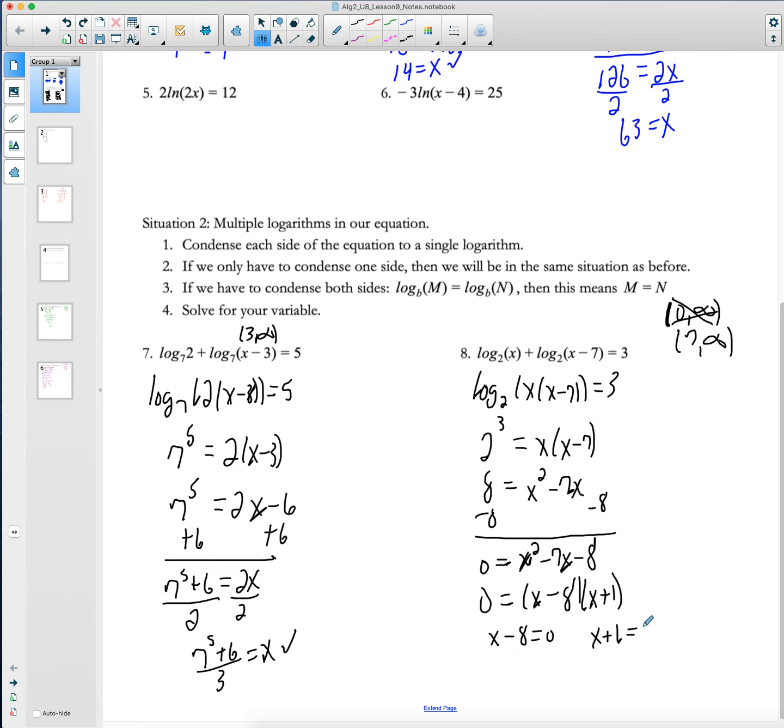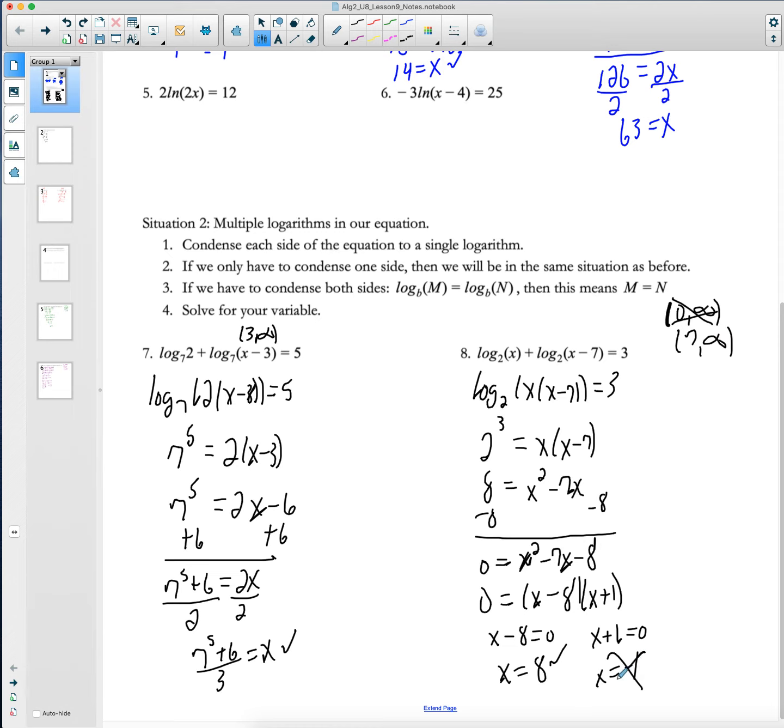So I get two solutions. My first solution would be 8, and my second solution would be negative 1. Now, here's why we had to have that working domain, because now I have to go back and look. My working domain is 7 to infinity. Well, 8 fits into that, so that's a good solution. Negative 1, not so much, so I can't accept that solution.